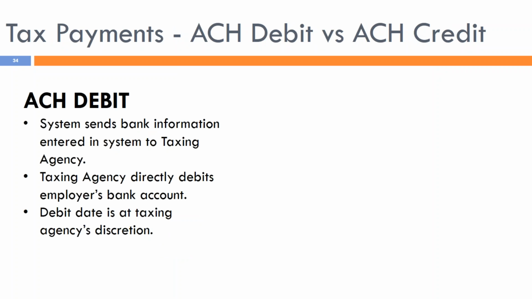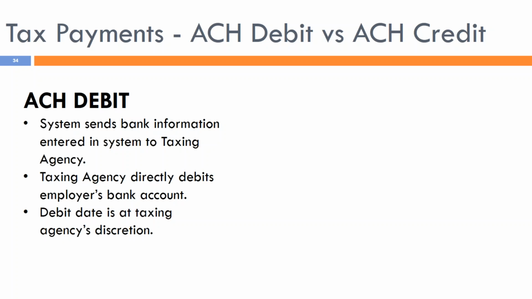ACH debit: the system sends the bank information entered in the system to the taxing agency, and it is the taxing agency that directly debits the employer's account. We have no control over the debit date. That is the discretion of the taxing agency.